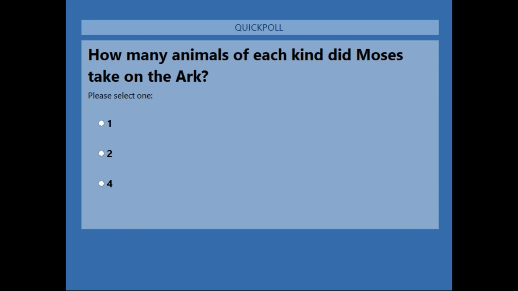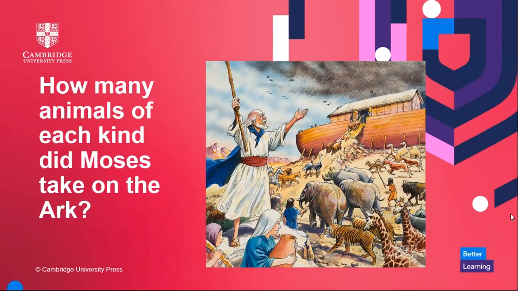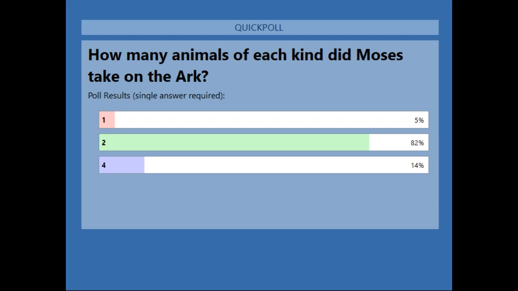All right, we are still collecting responses, but it looks like 50% of people voted, so we will wait for 10 more seconds. Okay, let's look at the results. And you can see that 82% voted for 2, 14% voted for 4, and 5% voted for 1. I will now hide the poll.